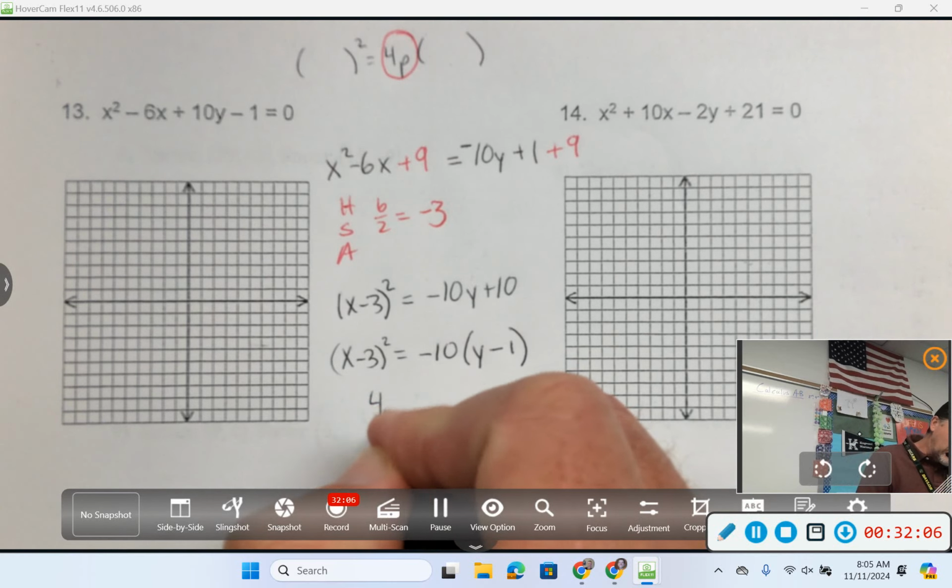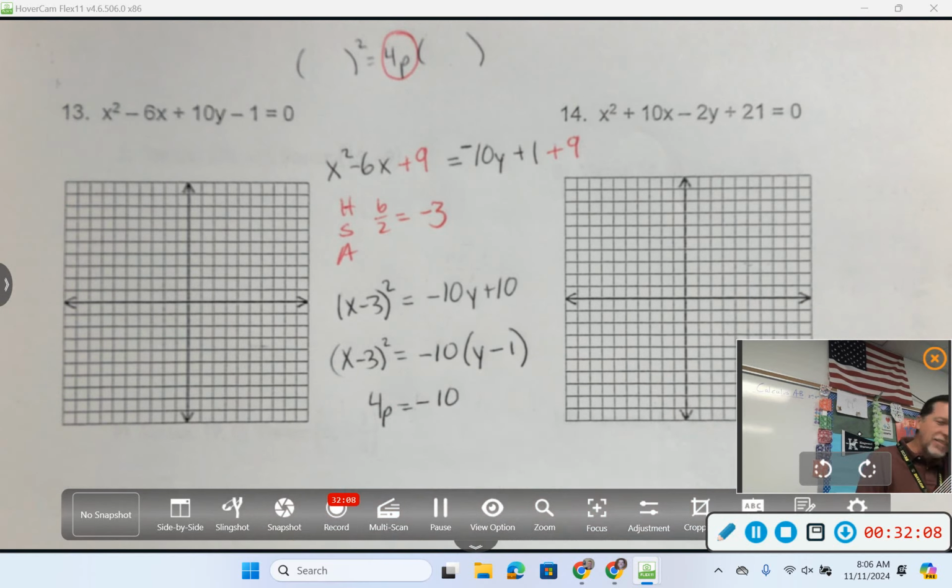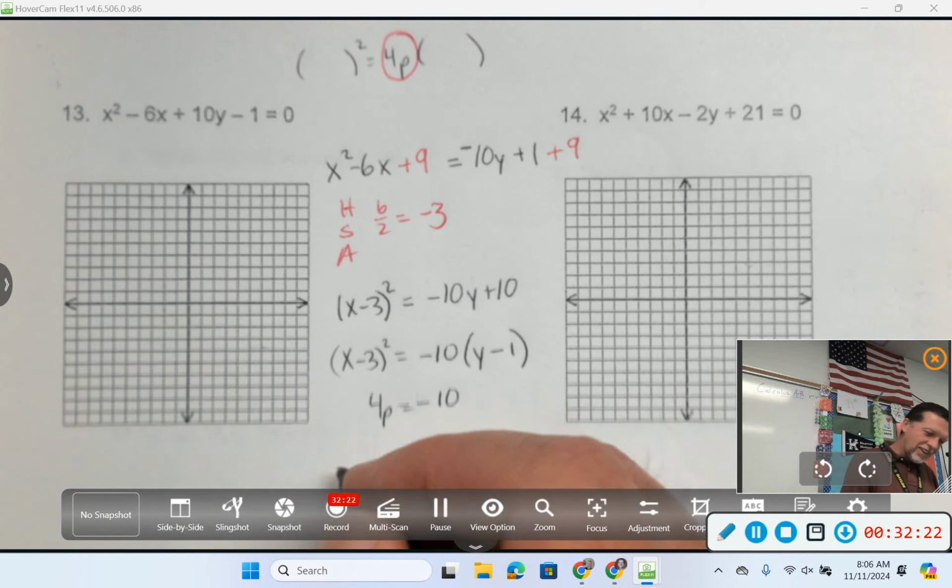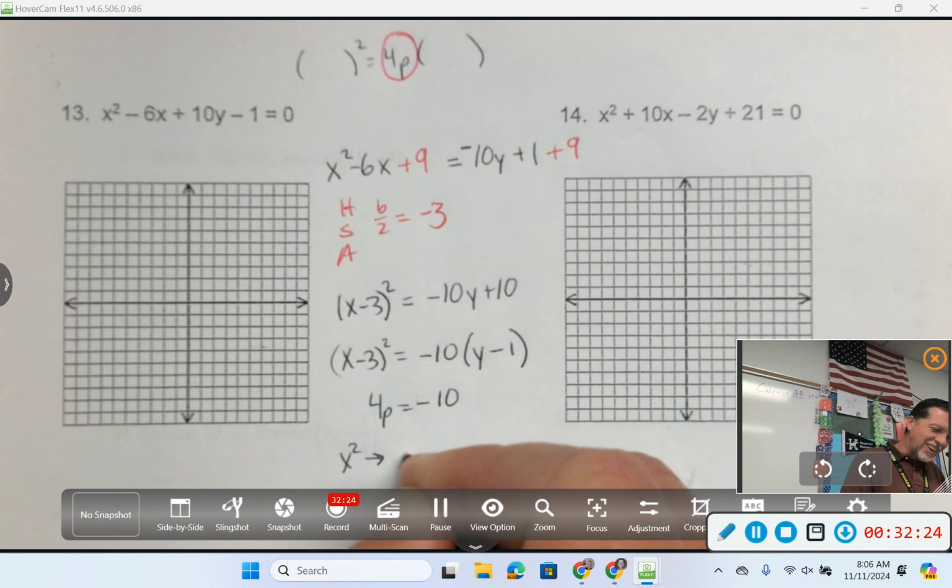Yeah, well, we're going out of order here. But yes, 4p is now negative 10. Let's back up. Is this thing up, down, left, or right? Up, down. Up or down? Down. How did you know it was up or down? X is squared. X is squared means we are up and down.